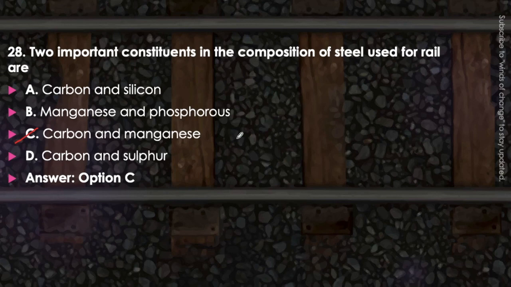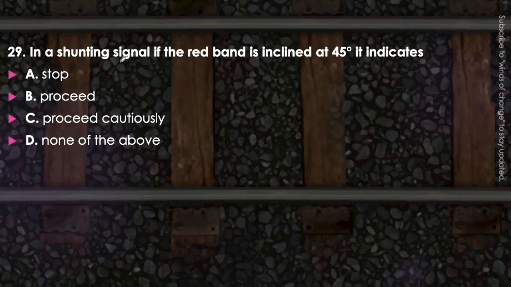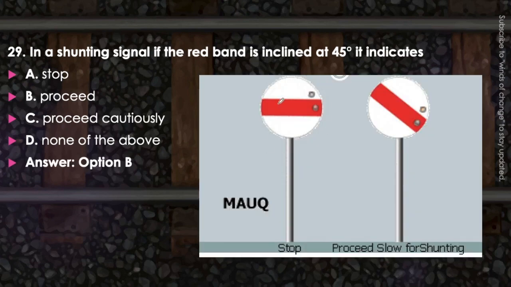Okay. Next question. In a shunting signal, if the red band is inclined at 45 degree, it indicates stop, proceed, proceed cautiously, or none of the above. Just think about it. In case of the shunting signal, if the red band is inclined at 45 degree, it will indicate proceed slow for shunting. Stop sign is the one in which the band is horizontal. This is given by 45-degree inclination.